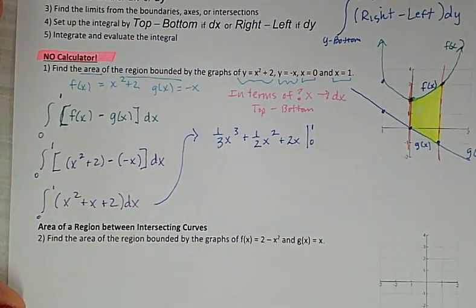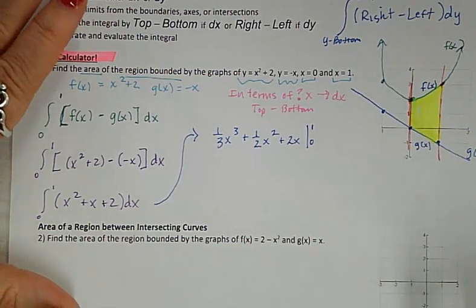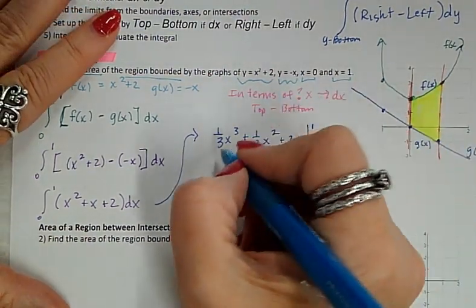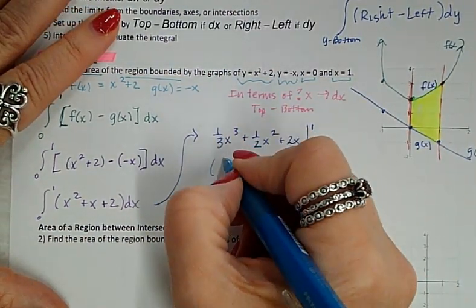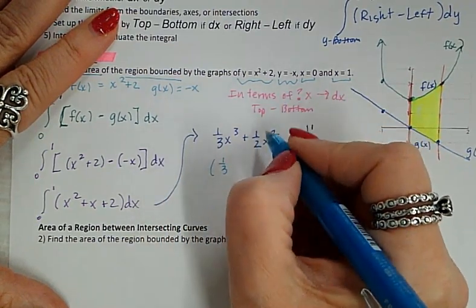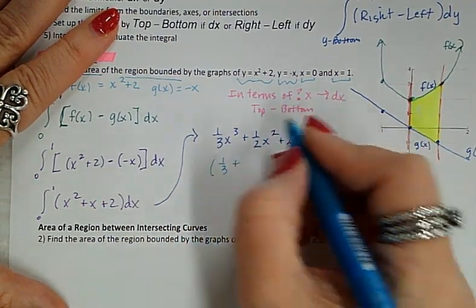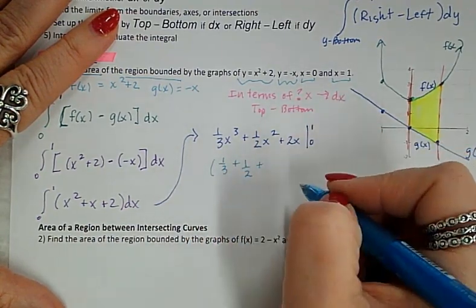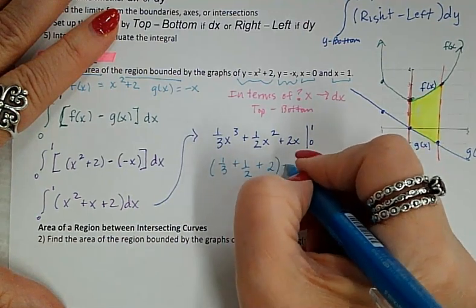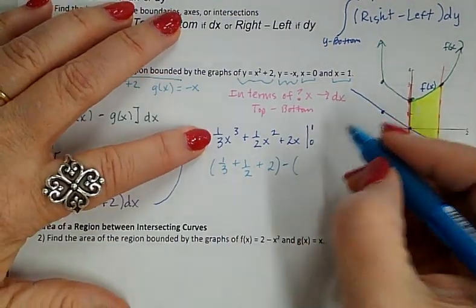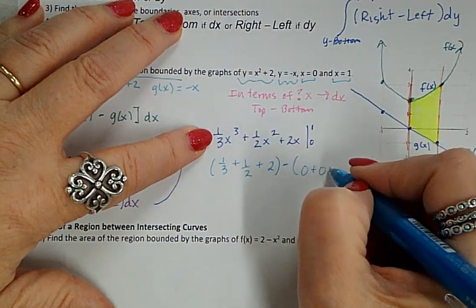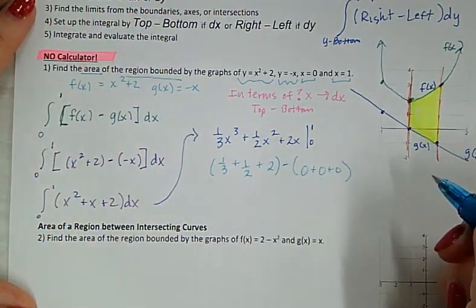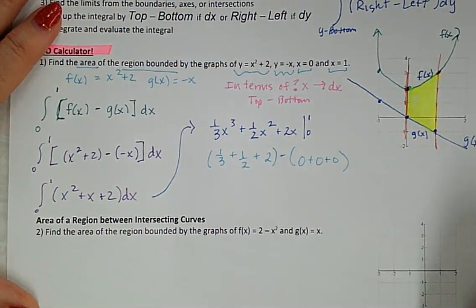Okay, so when I am doing my evaluation here, I'm going to plug in the top bound minus the bottom bound because that's the fundamental theorem. So I'm going to plug in a 1 for the x cubed and I get 1/3 plus, and when I plug in a 1 for the x squared, I get 1/2 plus, when I plug in a 1 for the x, I get 2. Then I'm going to subtract when I plug in 0, which is just going to be 0 plus 0 plus 0. And yes, I do write that on my paper just so I have it as part of my process.